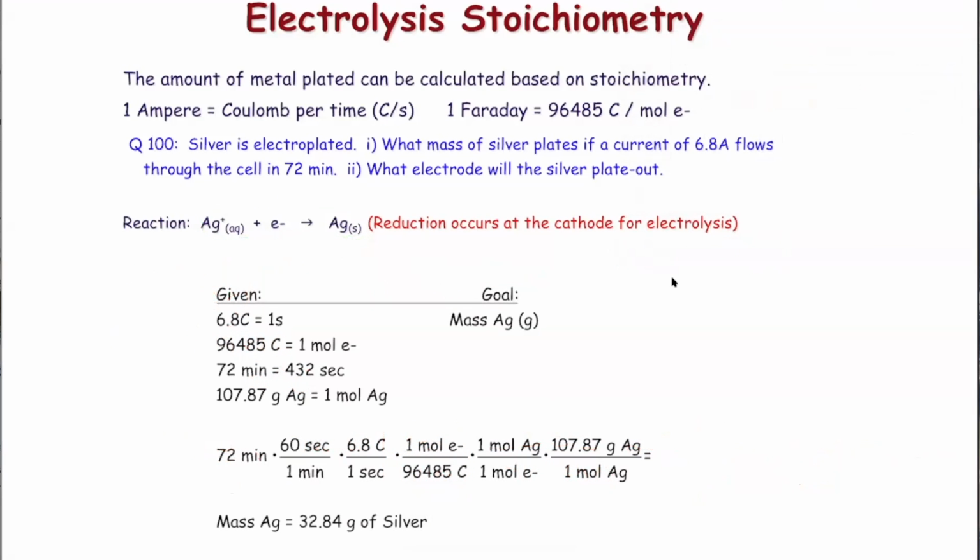I'll show you that it's basically dimensional analysis. So again, you can see 72 minutes, 60 seconds per minute. And then I'm using the 6.8, which is that right there. I'm using 96,485, that's Faraday's constant right there. Then I'm using 1 mole of electrons per 1 mole of silver. And then I'm using the atomic weight of silver. And if you just do the math, in 72 minutes, you plated out 32.84 grams of silver. So again, the power of dimensional analysis.